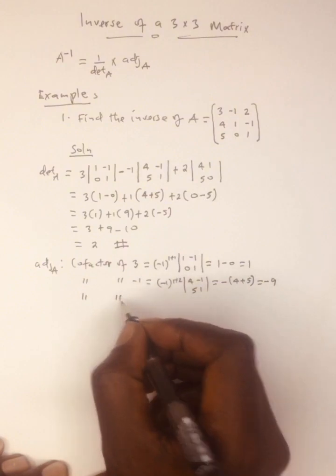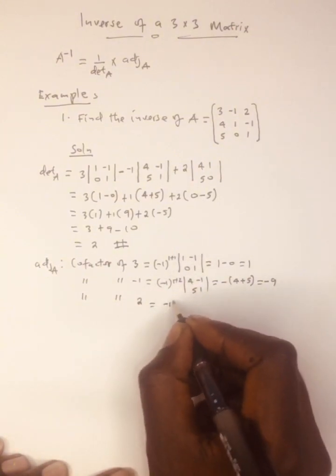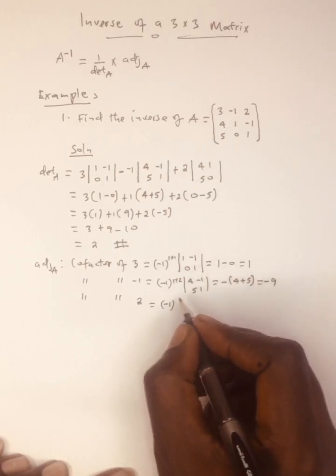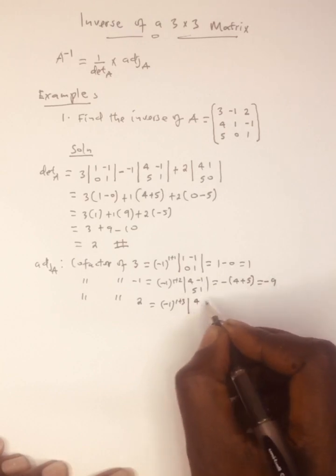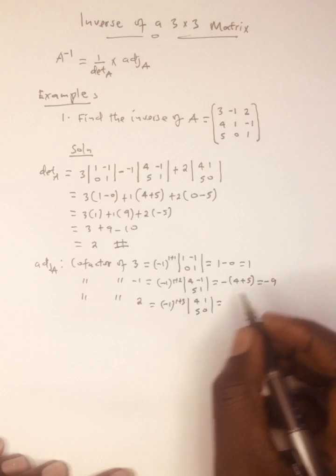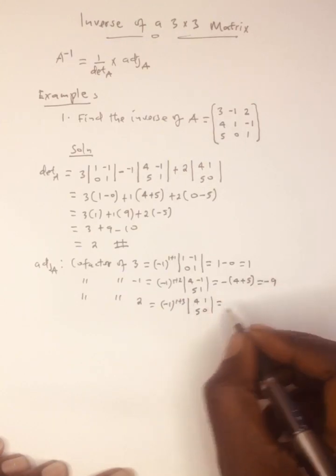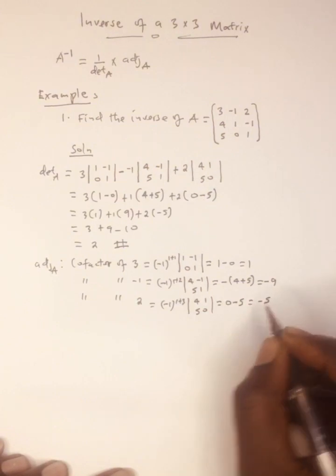Then the cofactor of the next term, that is 2. So we have negative 1. It is in row 1, column 3. So that is 1 plus 3. The small matrix that is left is 4, 1, 5, 0. So since this is even, then this negative will disappear. So we have 4 times 0, which is 0, minus 5. So we have that to be negative 5.